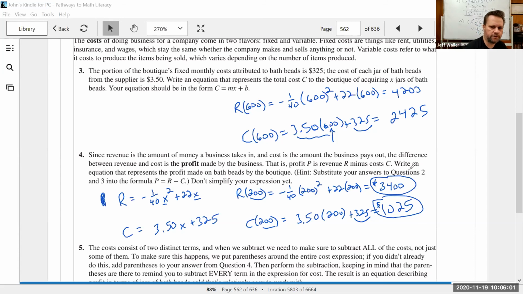Do you see how here these are 2,000 apart, and here these are 1,800 apart roughly? So you're going to reach a point. I was hoping it would be 600, but obviously not. You're going to reach a point like maybe 2,000 jars or something, where the cost catches up and overtakes the revenue. So that's why you don't want to sell too much.